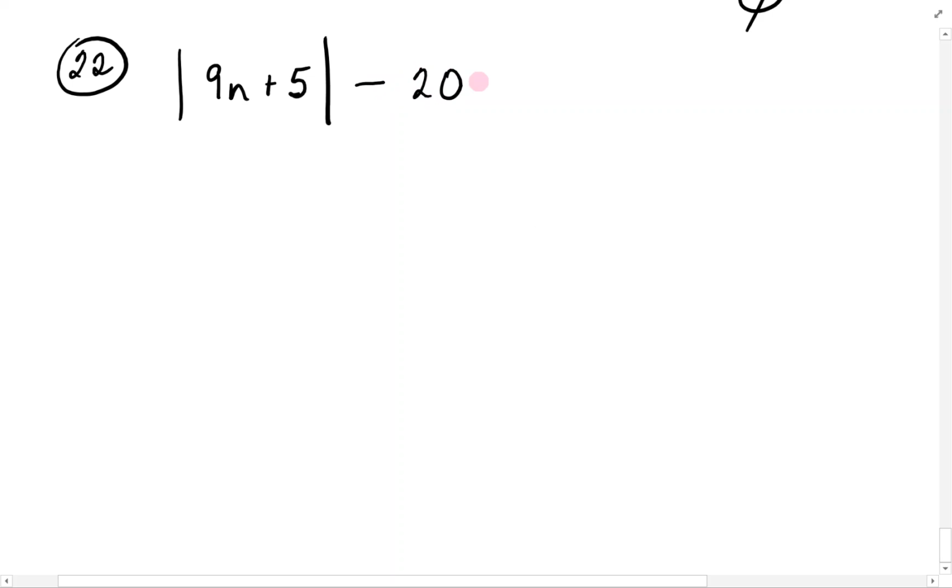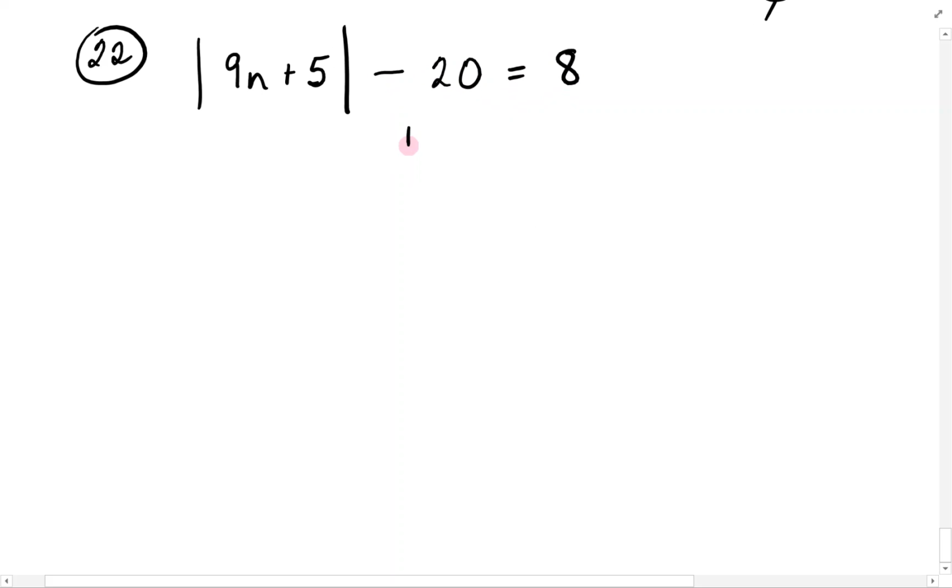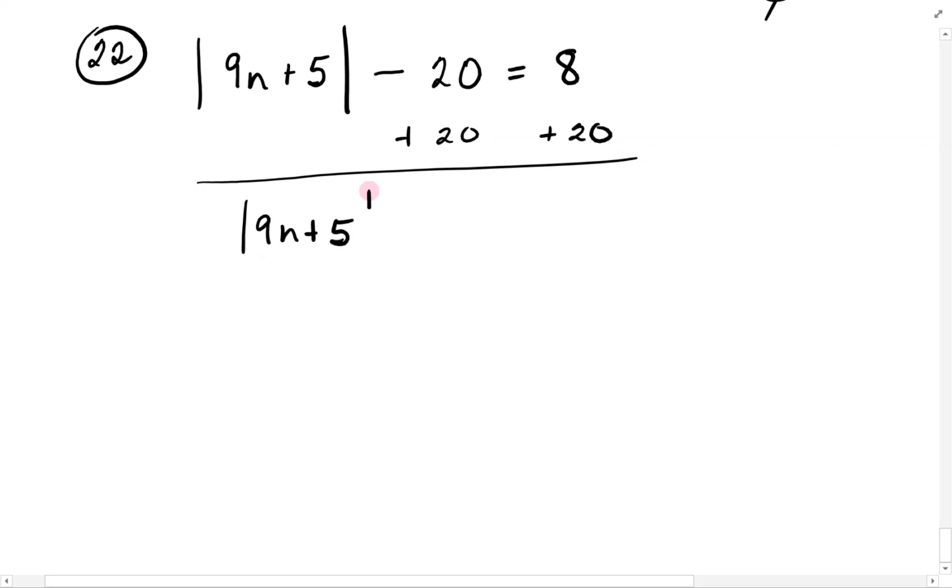All right, number 22. I have the absolute value of 9n plus 5. Now, I had to manually change this question because it was too much like the last one. I changed what had originally been a plus sign to a minus. 20 is equal to 8 because I wanted this one to work out a little differently. Isolate the absolute value by adding 20 to both sides. I get absolute value 9n plus 5, close absolute value, is equal to 28.